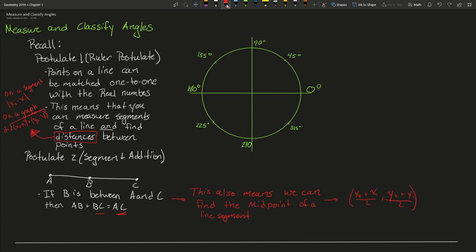The second is the segment addition postulate. This says that if we have line segment AC and B is between A and C on the same segment, then the distance AB plus the distance BC is equal to the distance AC. The reason these two things are important is because two very similar postulates occur with angles.